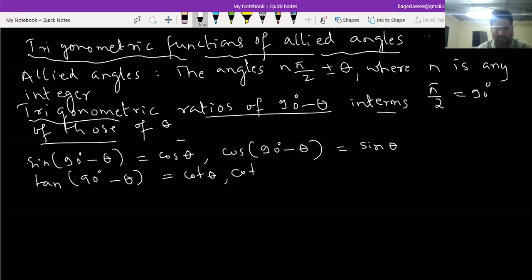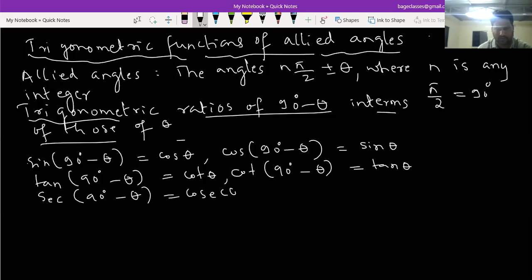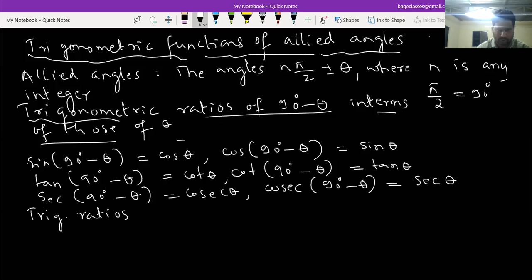Cot of 90 minus theta is equal to tan theta. And sec of 90 minus theta is equal to cosec theta. And cosec of 90 minus theta is equal to sec theta. These are the trigonometric ratios of 90 minus theta in terms of theta. Like this, another very important one is the trigonometric ratios of minus theta in terms of those of theta.